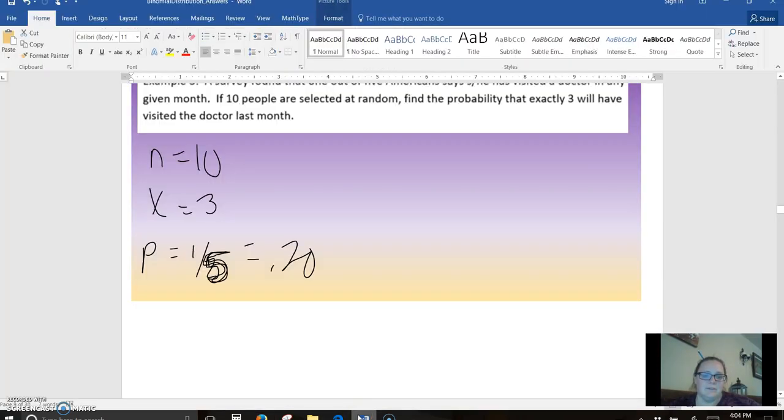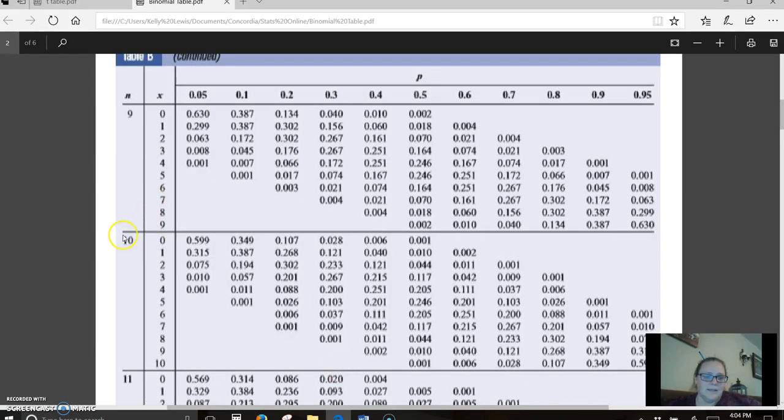Remember, 10, 3, 0.20. Okay, 10 right here, 3, and then 0.20. So 0.201. It just happens that 0.20 correlated to something super close. It doesn't normally happen like that. So 0.201 is our answer.